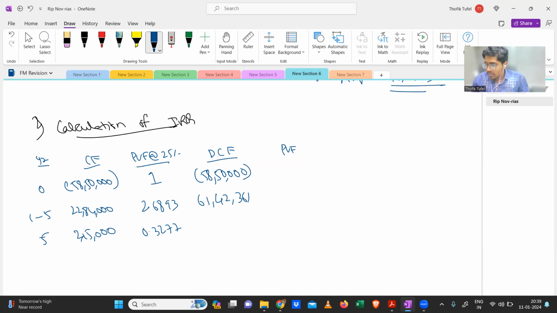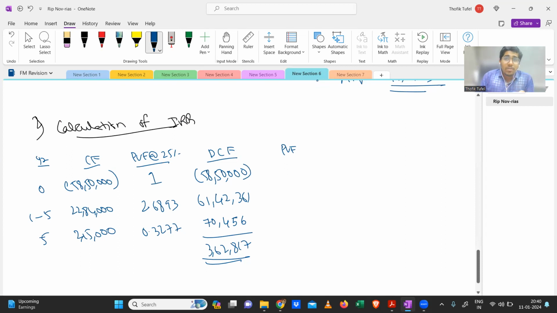For the fifth year, it is 0.3277. So 0.3277 into 2 lakh 15,000. I'm getting 70,456. Okay. Now let me see what is the NPV. 61 lakh 42,361 plus 70,456 minus 58 lakh 50,000. I'm getting positive 3 lakh 62,817.